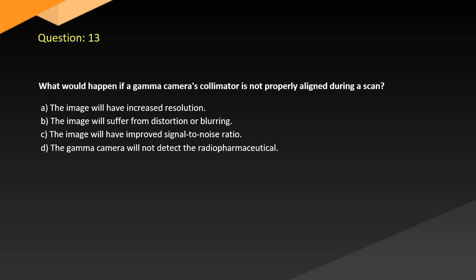Question 13. What would happen if a gamma camera's collimator is not properly aligned during a scan? A. The image will have increased resolution. B. The image will suffer from distortion or blurring. C. The image will have improved signal-to-noise ratio. D. The gamma camera will not detect the radiopharmaceutical.